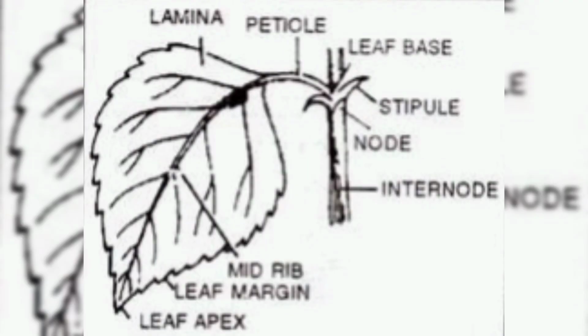Another important part of the leaf is the petiole. The petiole helps to hold the blade to light. It is the stalk that attaches the leaf to the axis. If the petiole is long, thin, and flexible, then it allows the leaf blades to flutter in the wind, thereby cooling the leaf and bringing fresh air to the leaf surface.